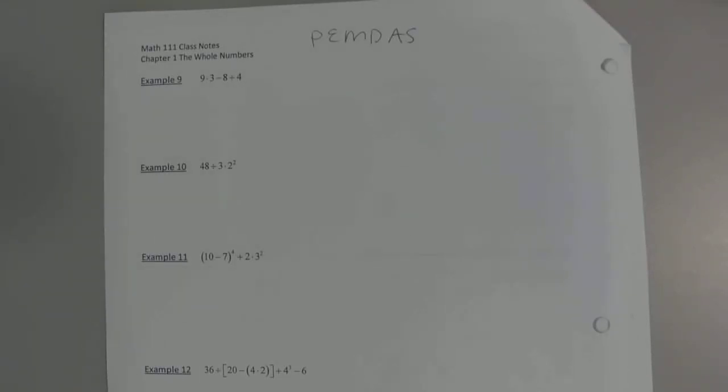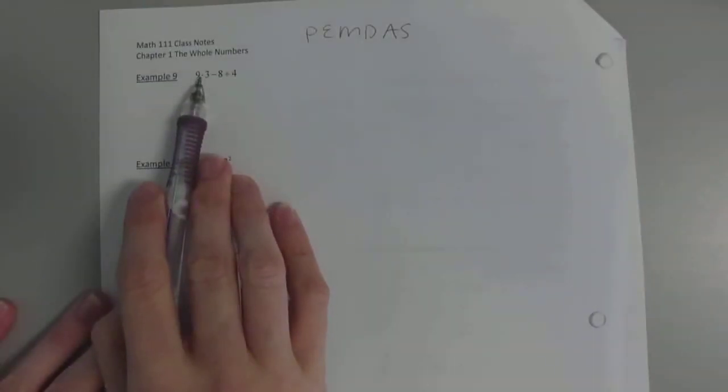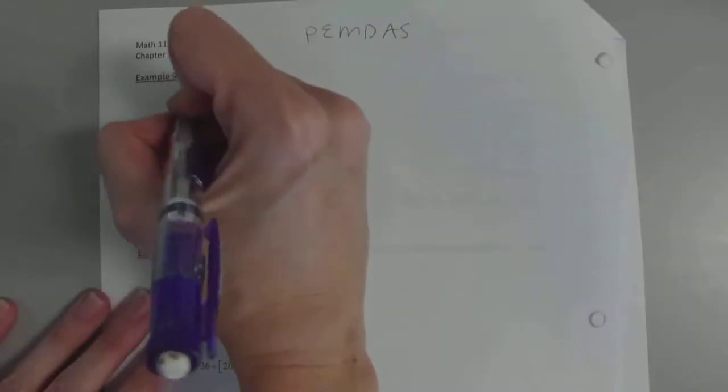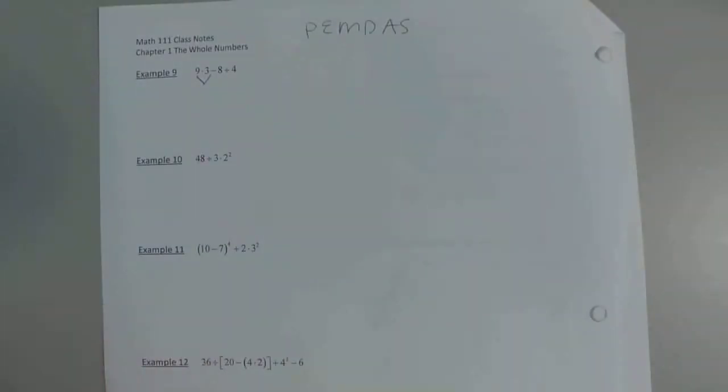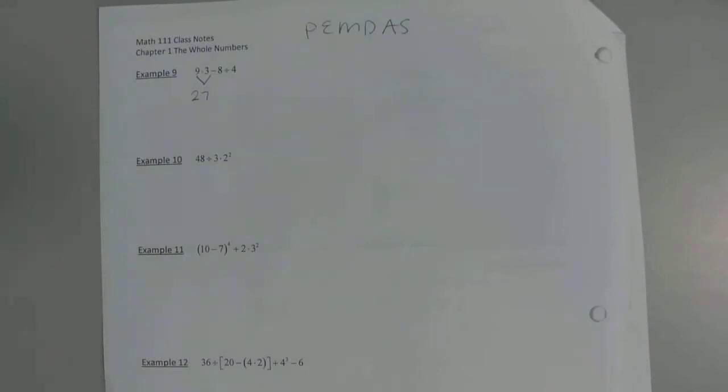Are there any parentheses that we have to handle? Are there any exponents we have to handle? No. Is there multiplication or division? Yes. And just because this multiplication is first is why we're doing it first, not because it's multiplication. Does that make sense? So we're going to do this multiplication first. What do you guys get when you do 9 times 3? 27.